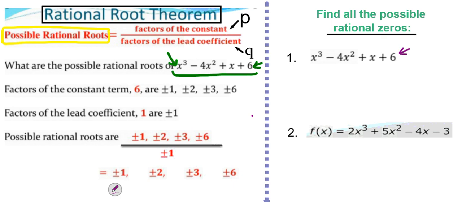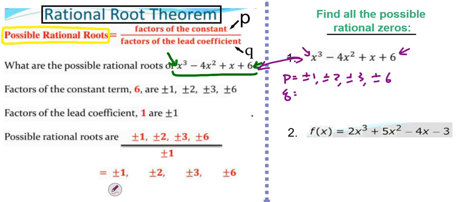So once again, all our P's would be plus or minus 1, plus or minus 2, plus or minus 3, plus or minus 6. And then our Q, same thing. So it looks like we're looking at the same problem. Why am I doing the same problem? Oh, because it is the same problem. All right, so I don't need to redo this.